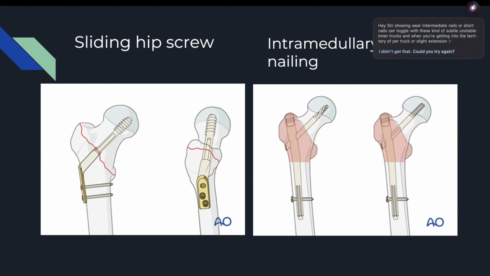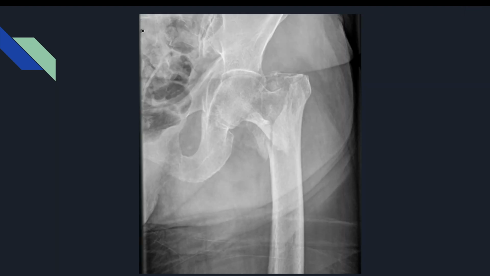So a firm takeaway is if it's a stable intertroch, then sliding hip screw or short nail. If it's an unstable intertroch with those 4 patterns we talked about, then in your mind, just avoid short or intermediate, go straight to the long nail. Did anyone have any questions before we go on to trying to read these images?